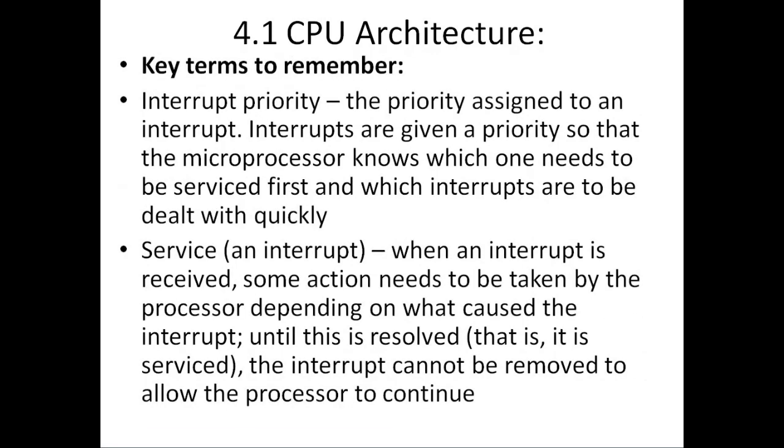Key terms to remember: interrupt priority, the priority assigned to an interrupt. Interrupts are given a priority so the microprocessor knows which one needs to be serviced first, and which interrupts are to be dealt with quickly and which can wait for a while before they can be processed. To service an interrupt means that when an interrupt is received, some action needs to be taken by the processor, depending on what caused the interrupt, to resolve it. That is to service it. The interrupt cannot be removed to allow the processor to continue unless and until it has been dealt with or serviced properly.